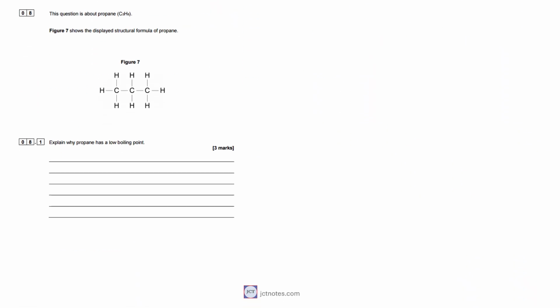Moving on to question 8, part 1. This question focuses on propane, C3H8. We are provided with figure 7, which shows the displayed structural formula of propane, revealing 3 carbon atoms linked together, surrounded by 8 hydrogen atoms.